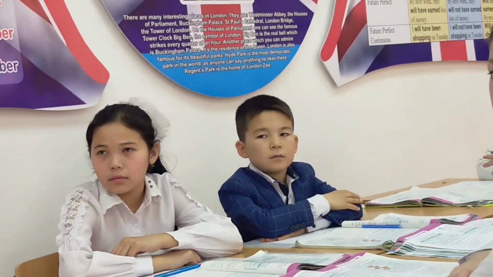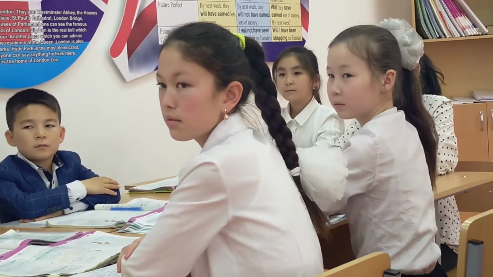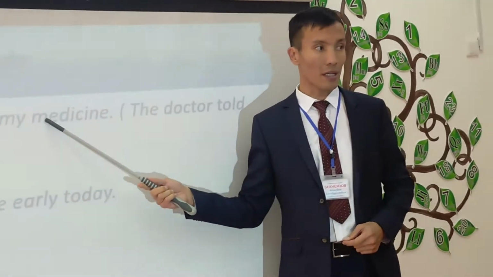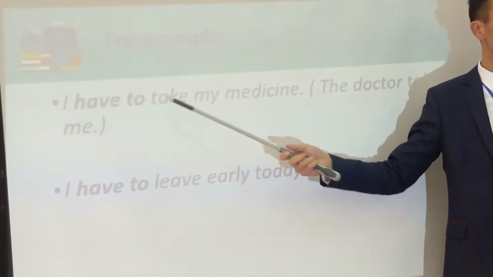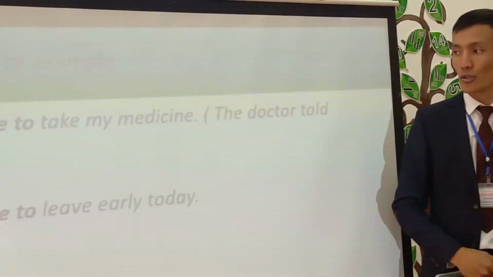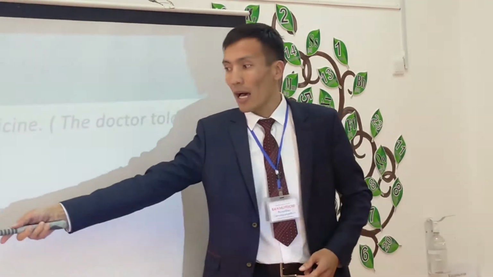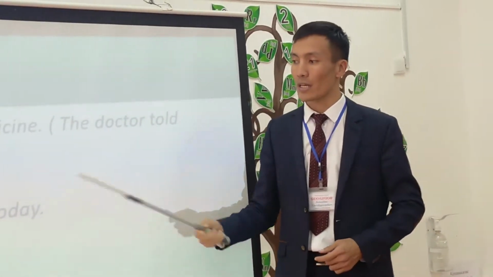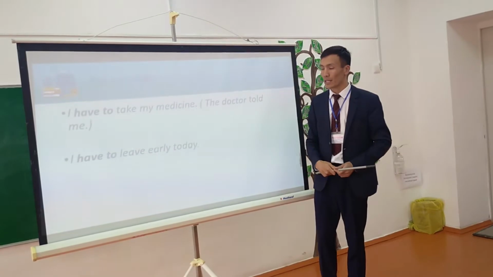Next. For example, мысалы, I have to take my medicine. The doctor told me. Мен дәрі алуым керек. Дәрігер маған айтты дейді. Бұл жерде не бар? Сыртқы күштің әрекеті бар. Дәрігер оған айтып отыр, сондықтан ол дәрі алу керек. Сондықтан біз have to-ды қолданамыз. I have to leave early today. Бүгін мен ерте кетуім керек. Бұл жалпы міндеттемені білдіреді. Next.